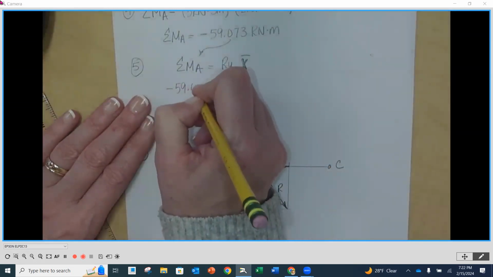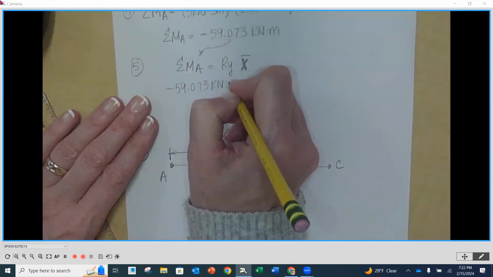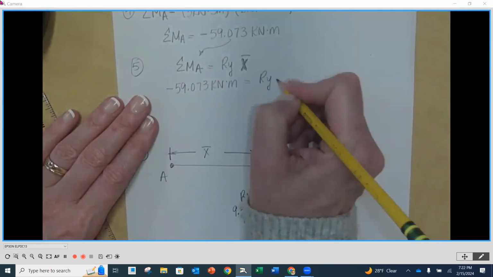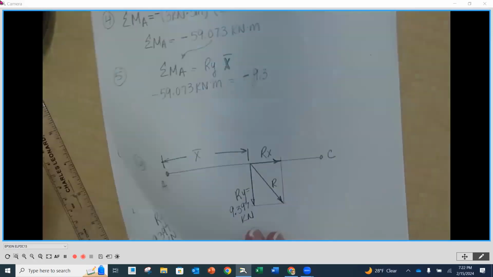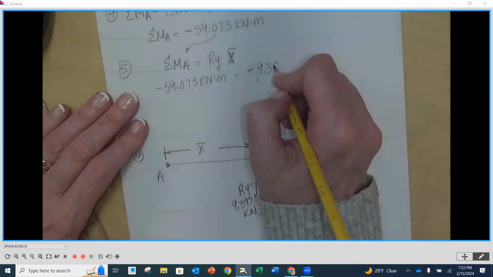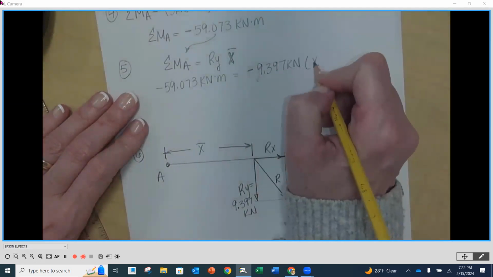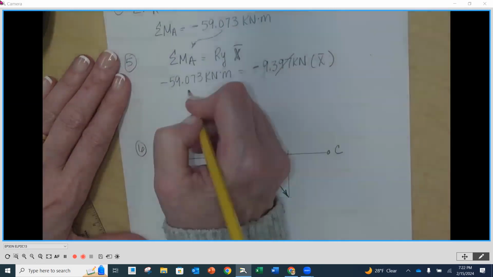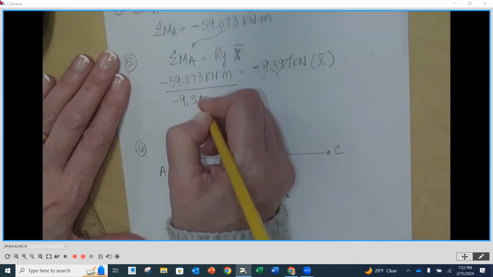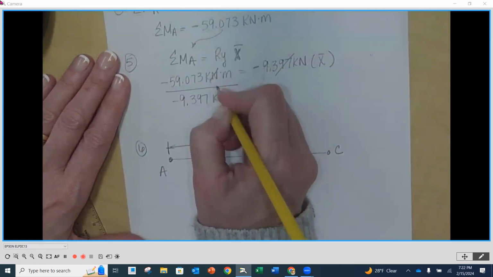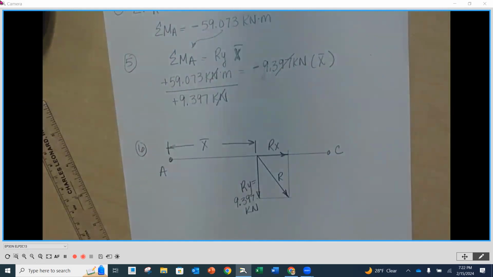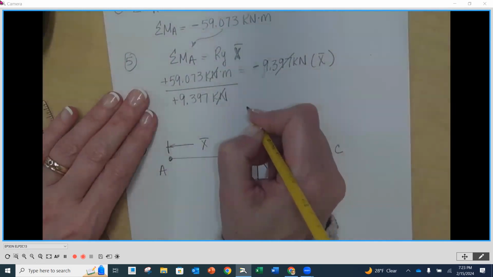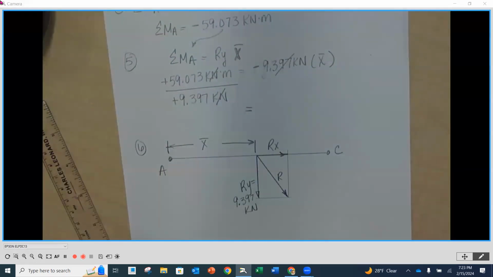So negative 59.073 kilonewton meters is equal to RY, I'm sorry, it's going to be equal to a negative 9.397 kilonewtons times X bar. So dividing both sides by the negative 9.397 kilonewtons, kilonewtons cancels. Positive, positive. And our X bar is going to be equal to, do we have a number yet?